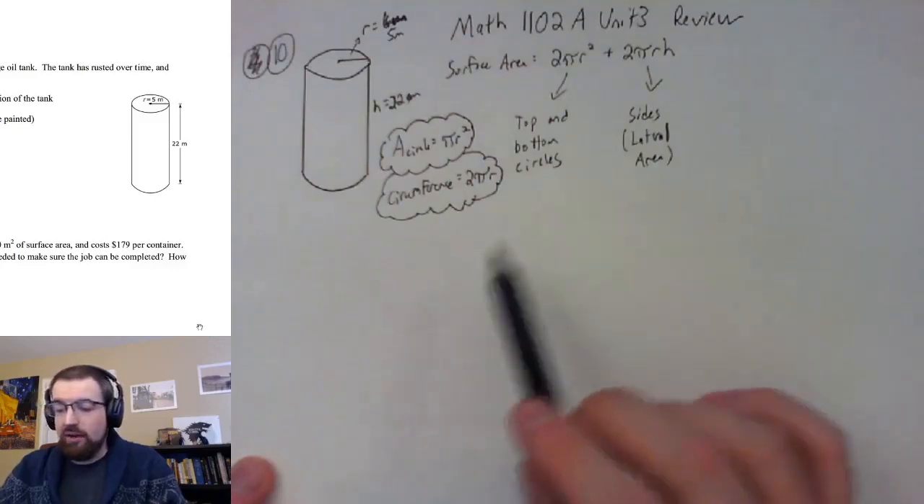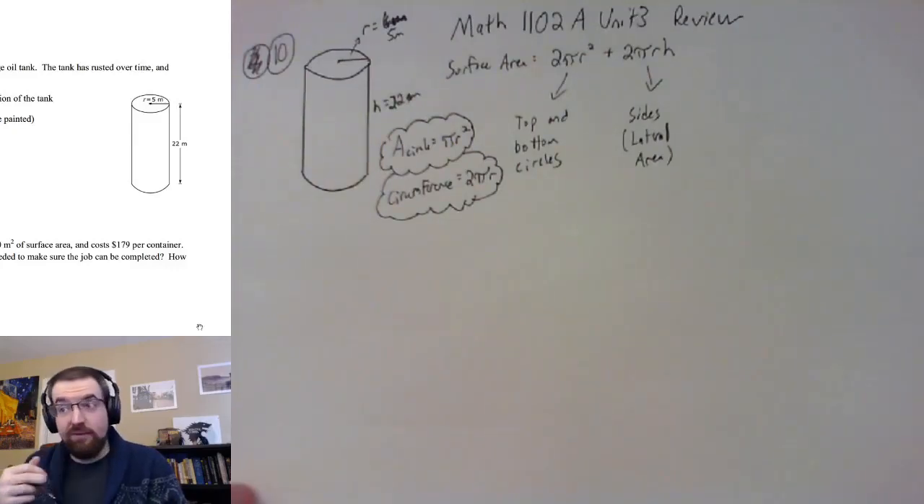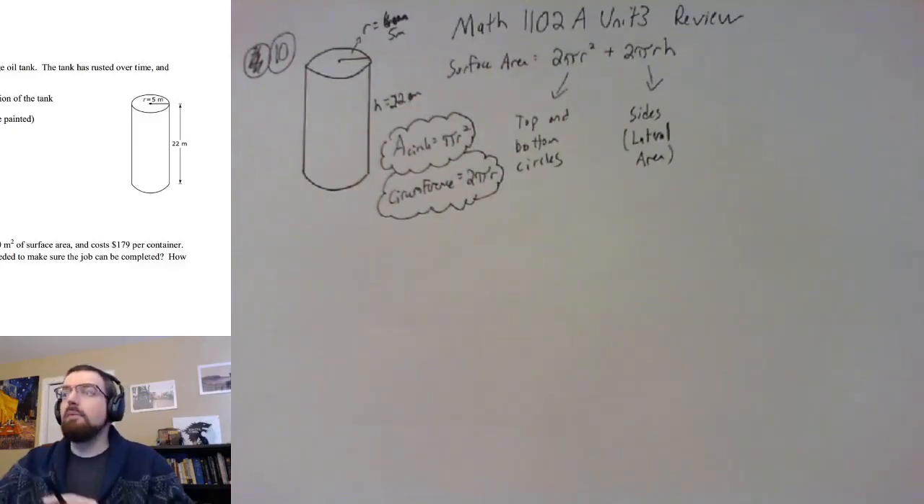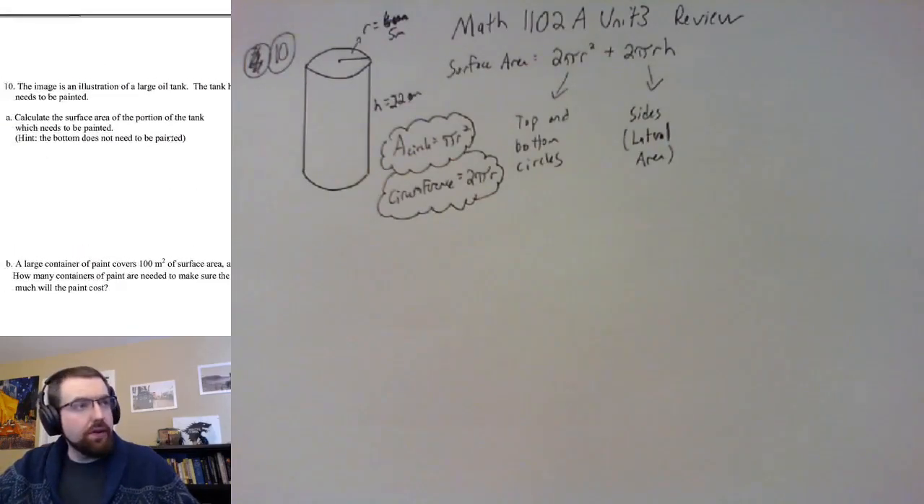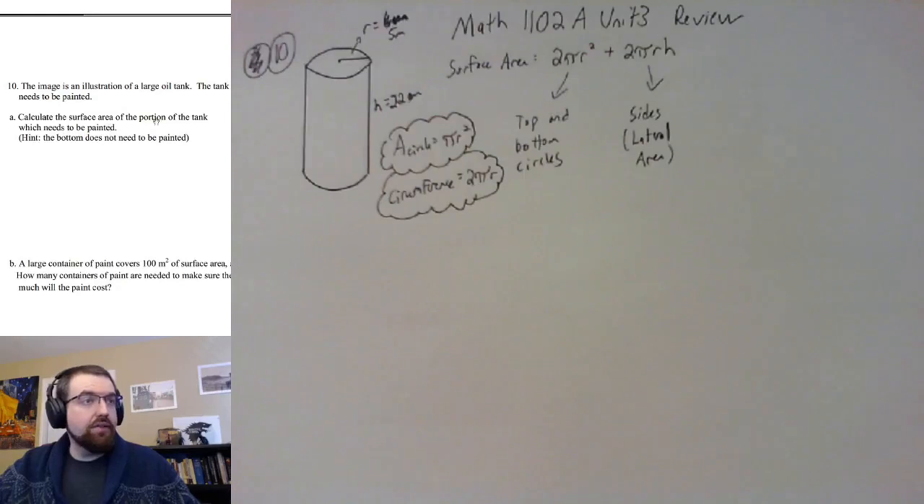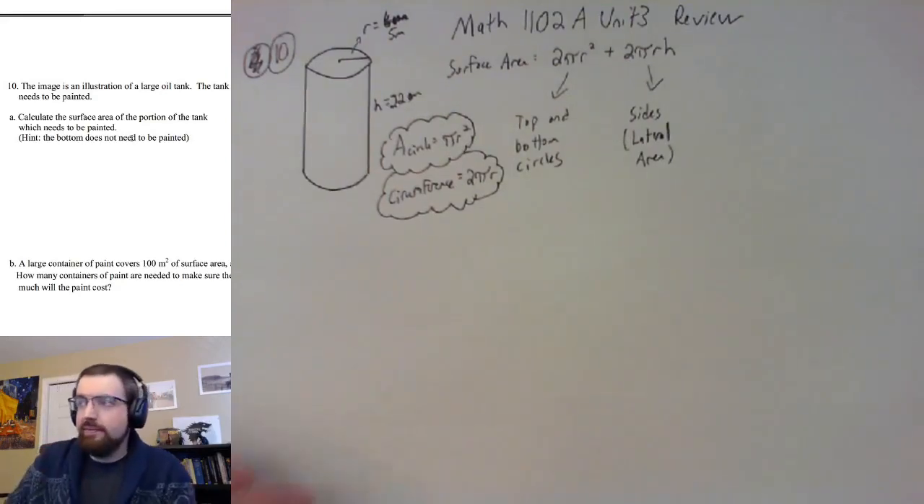Right? So now, if we want to find the surface area of this guy, we can just go fill it in, right? But what? Look at this over here. It says calculate the surface area of the portion of the tank which needs to be painted. Hint, the bottom does not need to be painted. Well, what the heck does that mean?